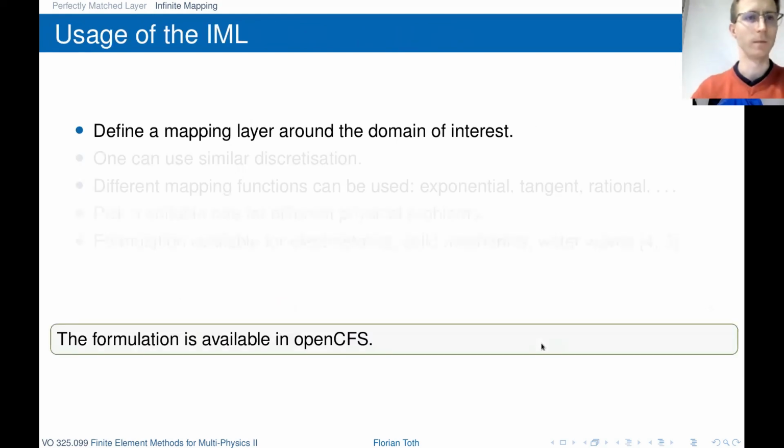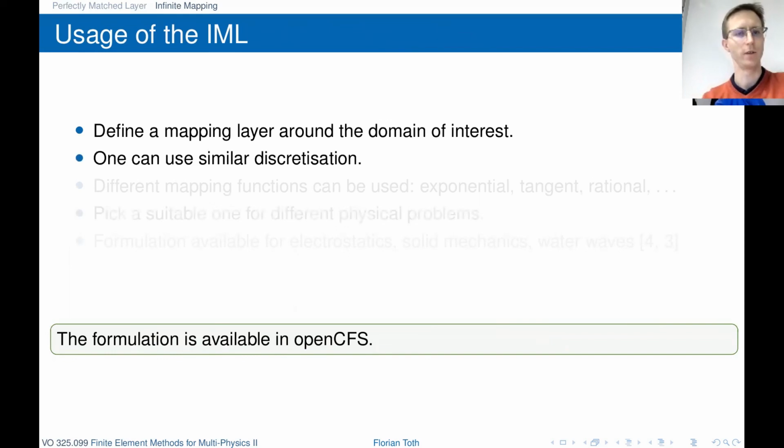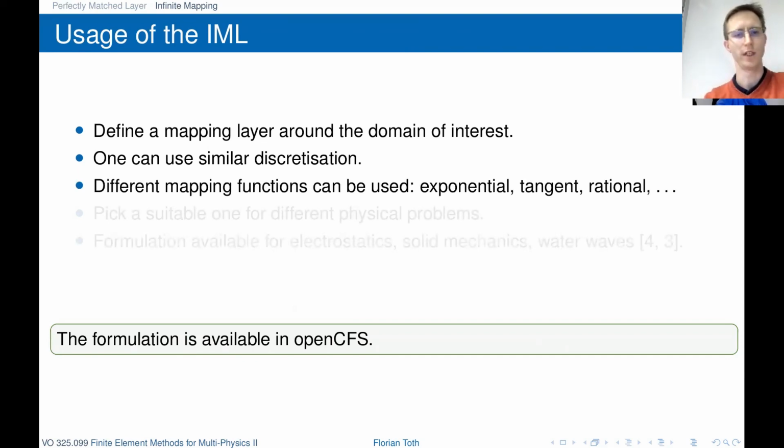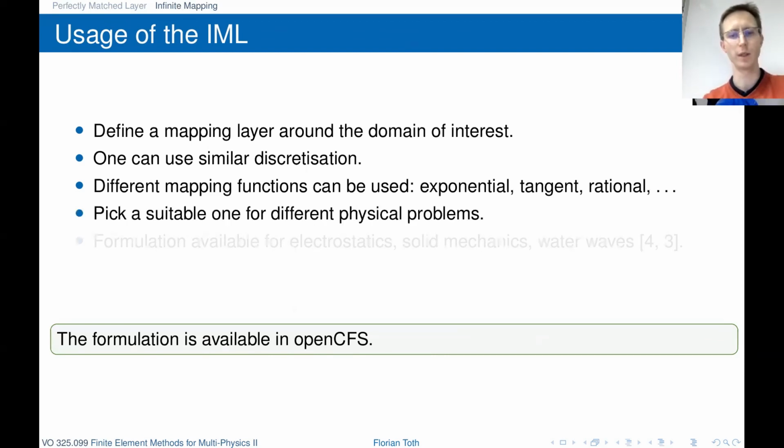Okay, so when can you use this infinite mapping layer? Typically you define a mapping layer around the domain of interest. You can use similar discretizations as with the perfectly matched layer. Then you use your mapping functions. We've investigated exponential mapping, tangent mapping, and rational mapping. You have to, in fact, pick a suitable mapping function for different physical problems.